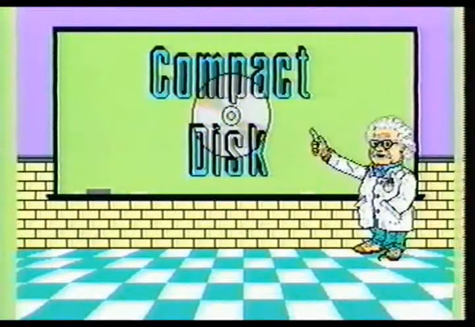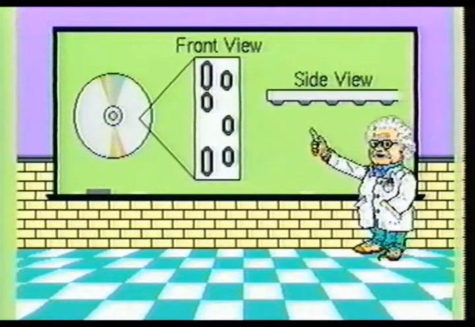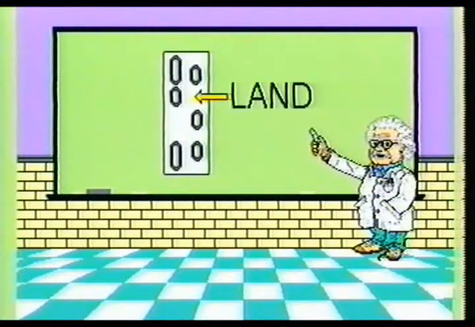The compact disc is a mass storage device which yields its information through the use of laser technology. The data content of a pre-recorded CD resembles parallel lines of evenly spaced protrusions. The flat area between the protrusions is called the land.